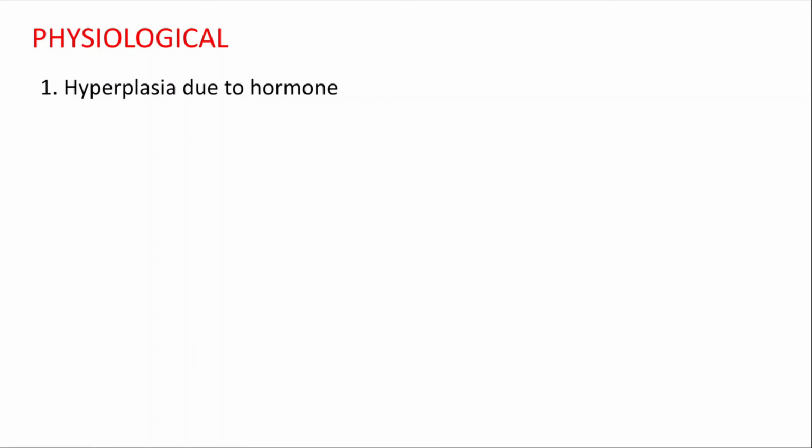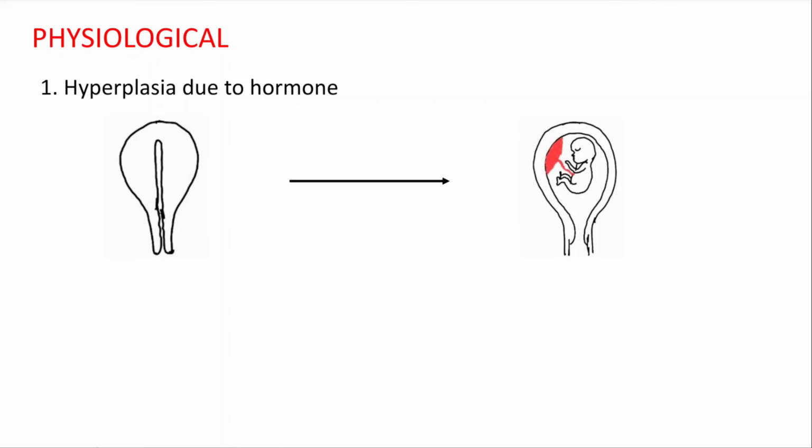Now let's go in detail about physiological hyperplasia. The first example under this includes hyperplasia due to hormonal stimulation, which is seen in a gravid uterus during pregnancy, which increases in size to accommodate the growing fetus under the hormonal influence of progesterone. Thus, a gravid uterus during pregnancy increases in size by both hypertrophy and hyperplasia.